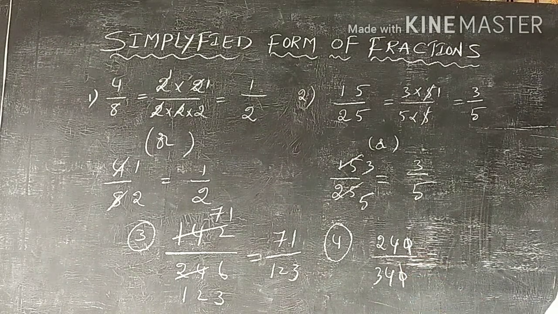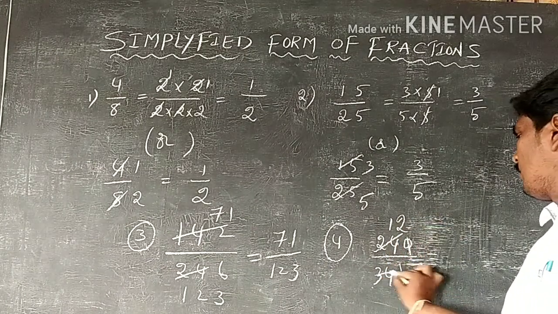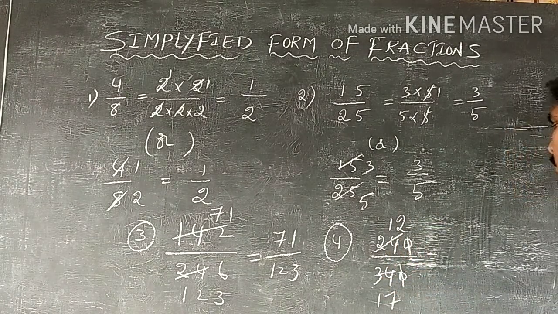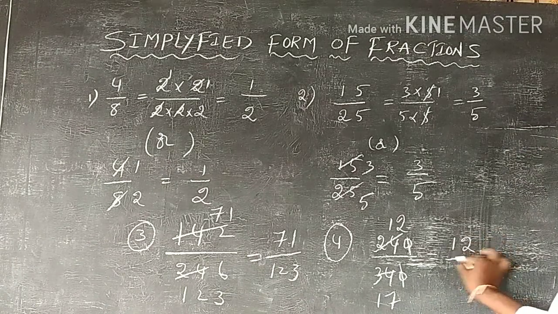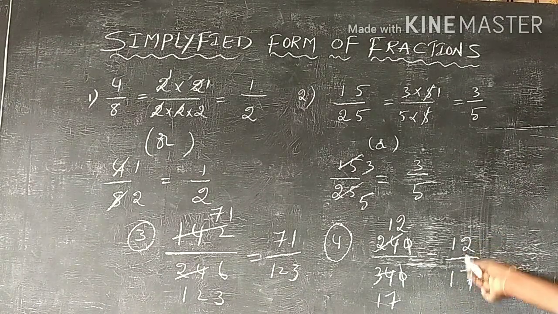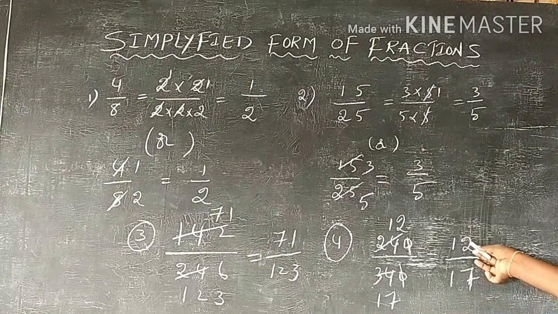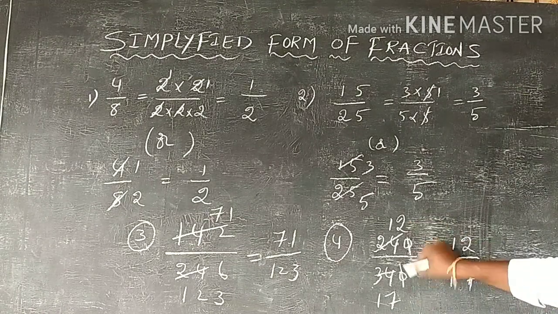24 and 34 both are even numbers. Even numbers are divisible by 2. So cancel. 2 12s are 24. 2 17s are 34. So what you are getting is 12 by 17. 12 by 17. There are no common factors except 1 to cancel, so to write in simplest form or lowest form. So this is the lowest form of this fraction.